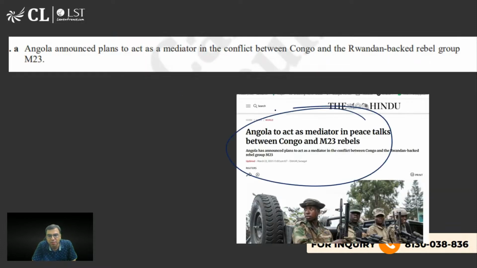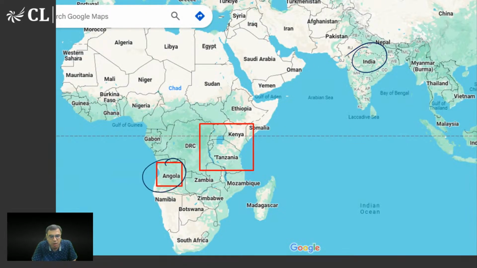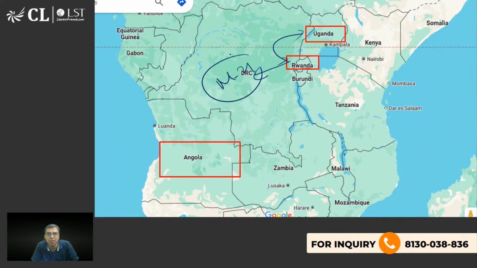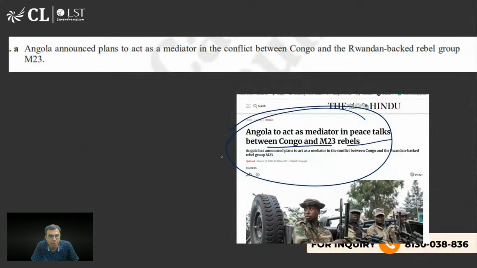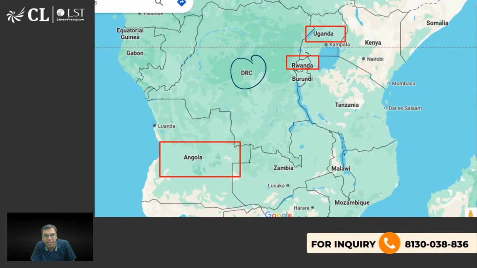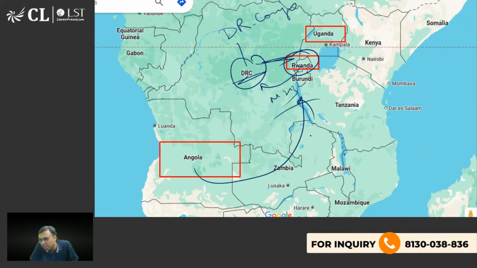Yes Priyanshi, you got the right answer. Peace talks between Congo and M23 rebels. There is India, this is Angola, this is Tanzania, this is Kenya, and Rwanda, Uganda, and Angola. Rwanda and Uganda have a conflict, so there is M23. I wrote Congo and Rwanda, sorry, not just Congo: Democratic Republic of Congo and Rwanda. So DRC means Democratic Republic of Congo. There is a conflict between Congo and Rwanda, and Rwanda's M23 are actually creating problems. So Angola is there to help or talk.